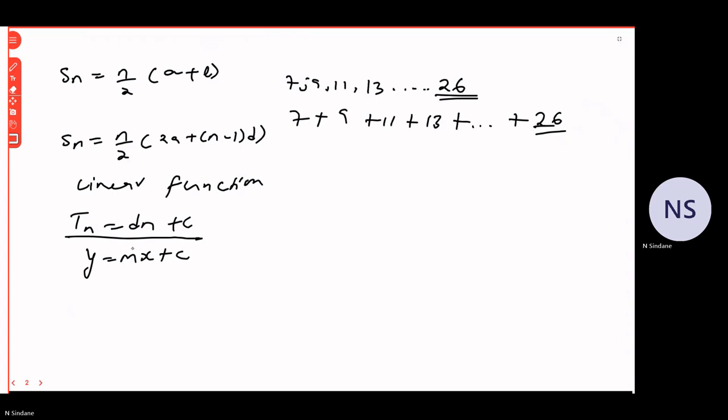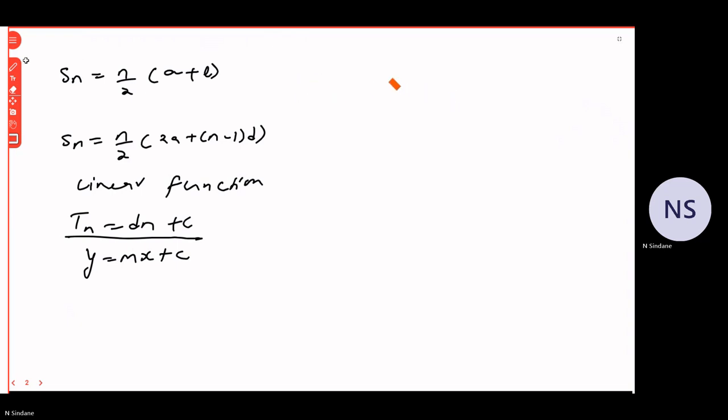So the first question that we're going to do on linear is just calculating the next 2 terms, calculating the Tn, and calculating the position of a certain term. The first question that we have, the sequence is 1, 3, 5, 7, 9. They want you to determine the next 2 terms.